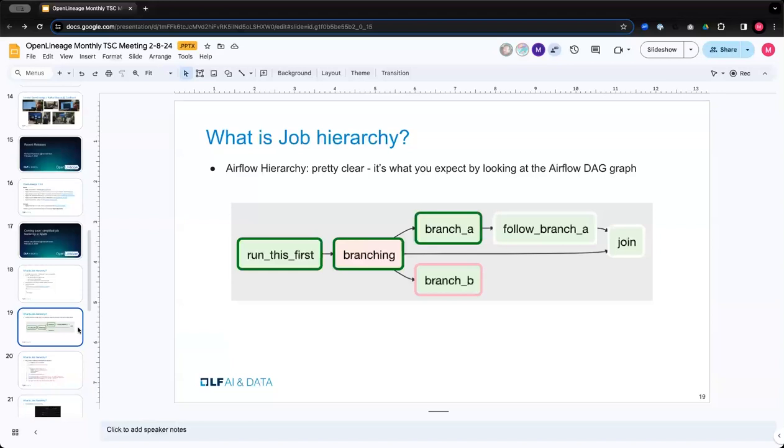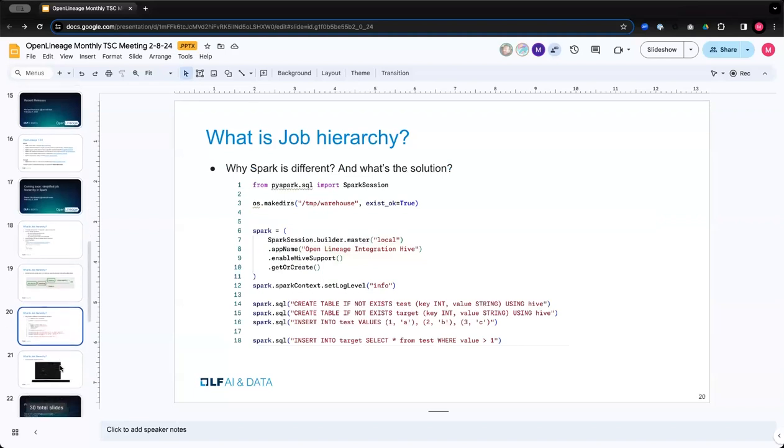In Airflow, it's pretty clear what happens, right? You can take a look at the Airflow DAG and see how the jobs are structured. So we have a DAG, we have tasks, and those tasks can modify different datasets, but they all have one parent, which is an Airflow DAG. Now, if we take a look at a Spark job in the next slide, it's not so easy, right?